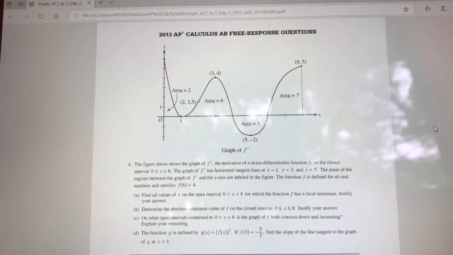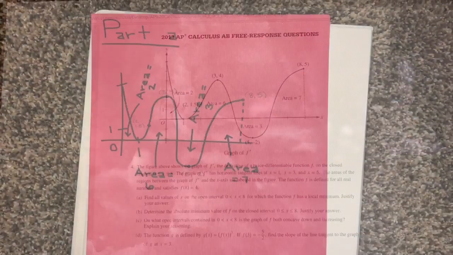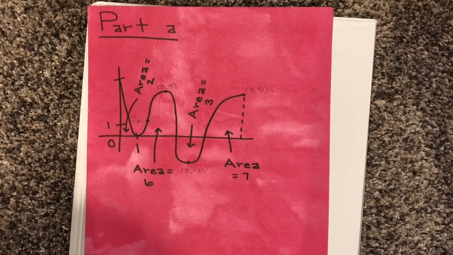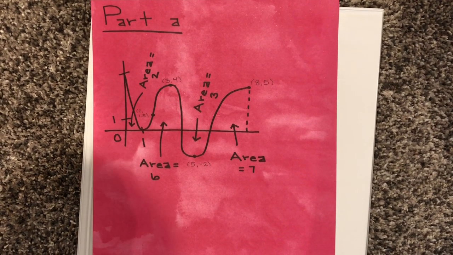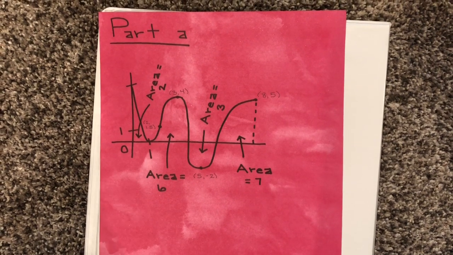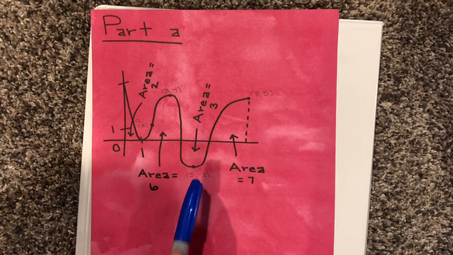The function f is defined for all real numbers and satisfies f(8) = 4. Okay, so part A asks you to find all the values of x on the open interval 0 < x < 8 for which the function f has a local minimum, as well as justifying your answer. So as you look at the graph that I made, this is also the graph that is given.